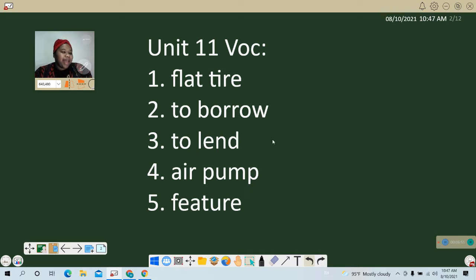Okay? So, next one. Number 3, to lend. Who can tell me what is to lend? Ryan, what is to lend? Who wants people to share their things? Okay, very good. So to borrow and to lend, some people think that they are the same, but it's different because it depends who is saying or asking the question.